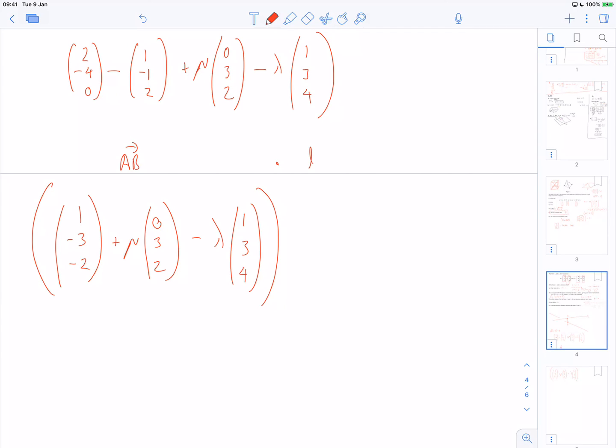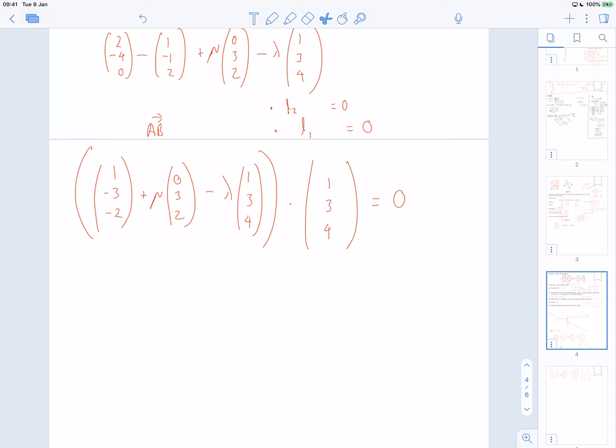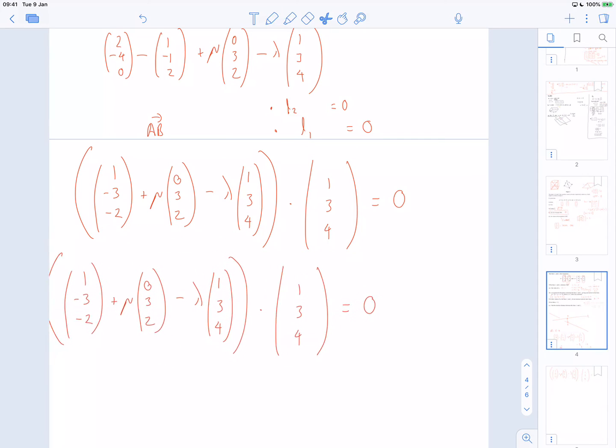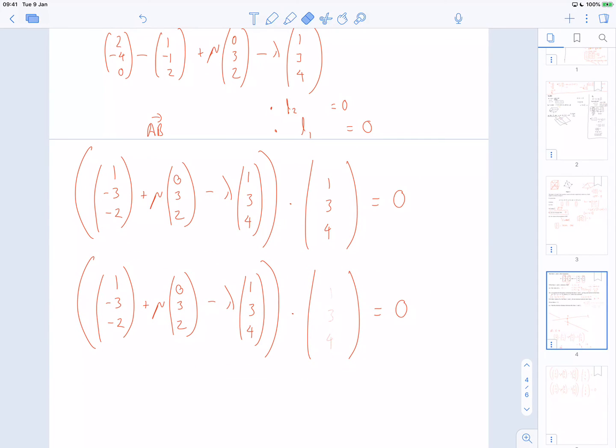And I know if I dot that with L1, that will equal 0, and I know if I dot it with L2, this will equal 0. So dotting it with L1, it just means I'm going to dot this whole thing with 1, 3, 4, the directional component of that, and set it equal to 0. And I'm going to do the exact same thing here, but this time I'm going to dot it with the directional component of L2, which is just 0, 3, 2. And now I'm just going to set up a pair of simultaneous equations, and this will give me a unique lambda and unique mu for where the points are, and then once I know the points I can do 3D Pythagoras, and this is quite easy.